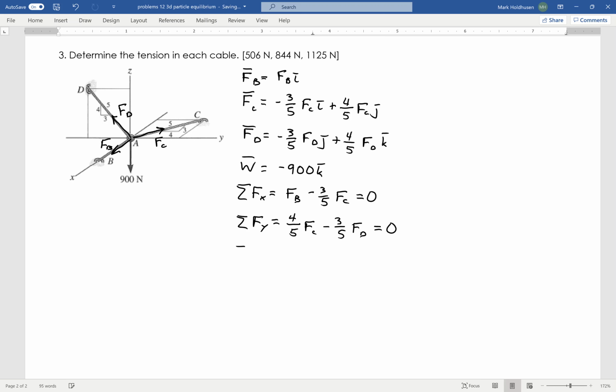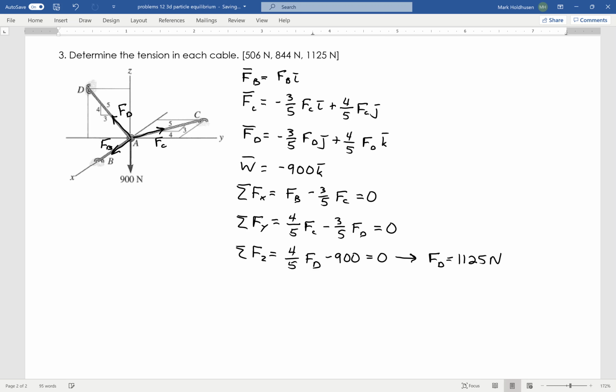And then in the z direction, I've got 4/5 FD minus 900 equals 0. Okay, so now I could actually solve this one kind of piecewise, right? Because I have this equation right here that only has one unknown in it. I have 3 equations, 3 unknowns, as I usually do, but the algebra is a little bit more simple on this one. So from this, I can find that FD equals 1125 newtons.